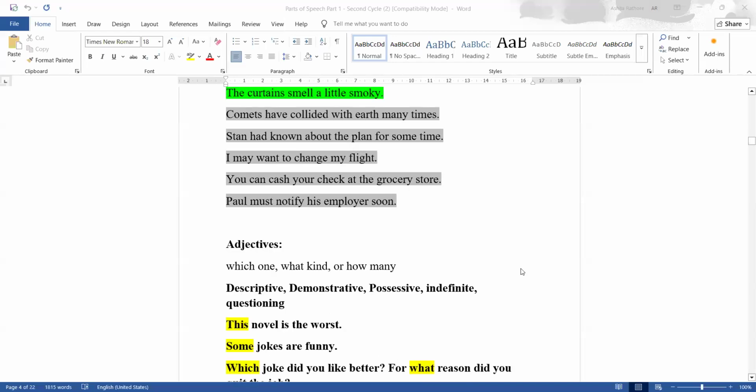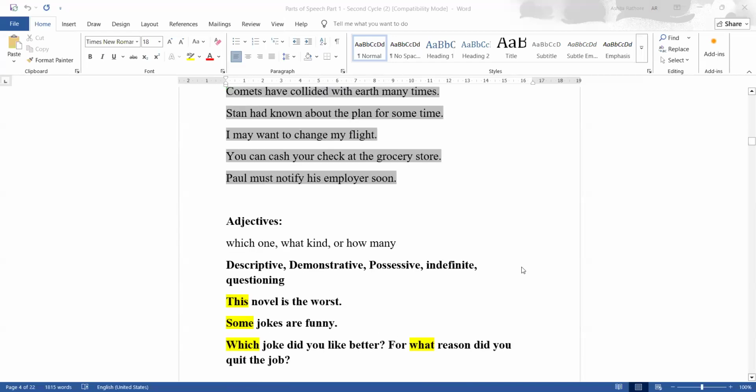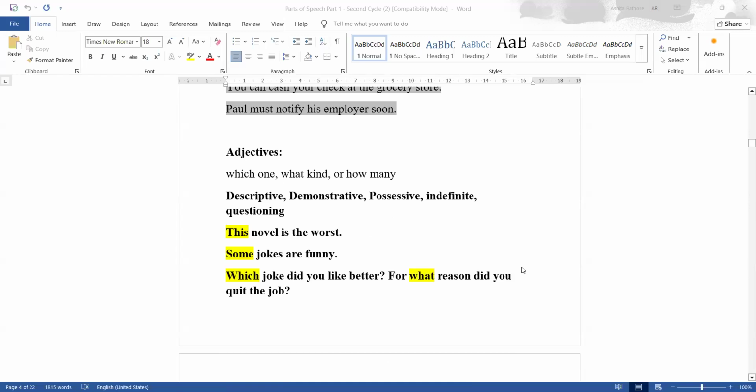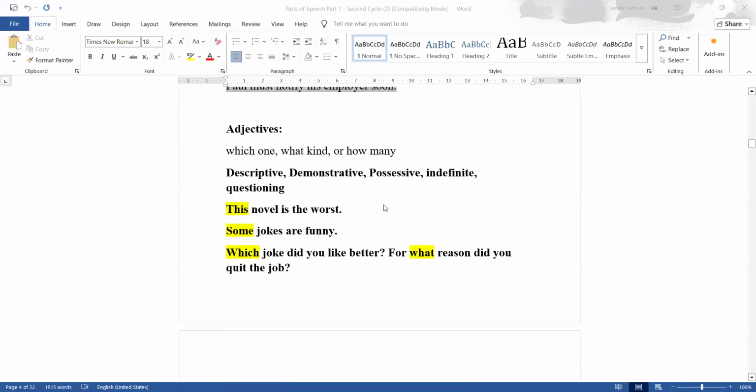Now comes in this particular part, which is very important. All the competitive exams play around it. We are talking about adjectives. Adjectives seem very easy. Essentially, they are describing nouns. How a noun is. I have written here: which one, what kind, how many. So adjectives are usually paired up with the noun that they are defining or describing. Yes, there are different kinds of adjectives.